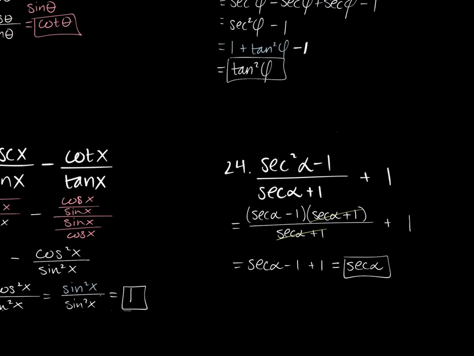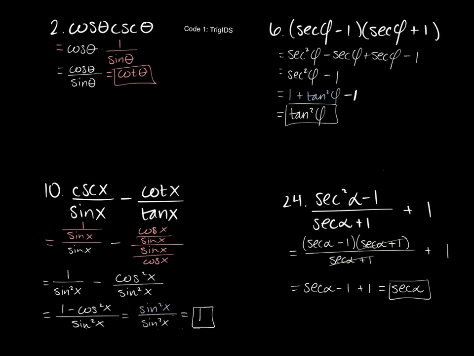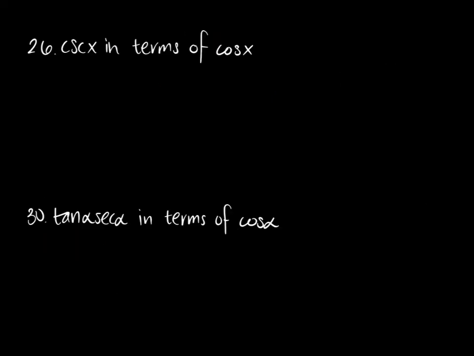So there's a pattern. If you notice, in all of my answers in 2 through 6, 10, and 24, I ended up with one term at the end of it. On your homework, you should end up with one term. If you end up with more than one, you did something wrong, okay? Or you haven't simplified enough.